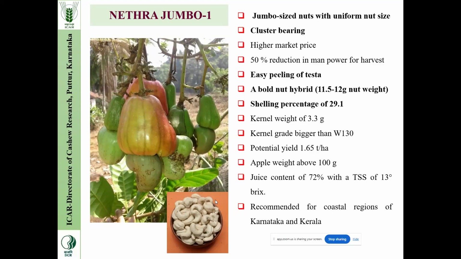And it is a bold nut hybrid. We can expect 11.5 to 12 gram nut weight out of this variety, and a high shelling percentage of 29.1%. The kernel weighs around 3.3 gram, and the kernel grade is bigger than W130 grade kernels, and it has a potential yield of 1.65 tons per hectare. And the cashew apple of this jumbo variety, Netra Jumbo 1, weighs around 100 gram. Juice content is more than 70% with a TSS of 12 to 13, and it is mainly recommended for the coastal regions of Karnataka and Kerala.